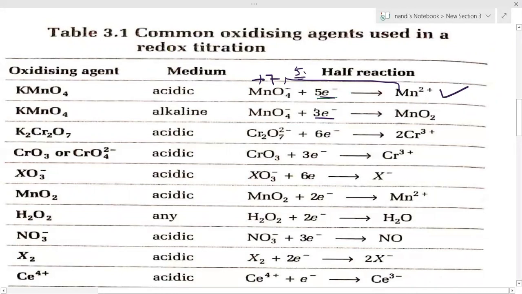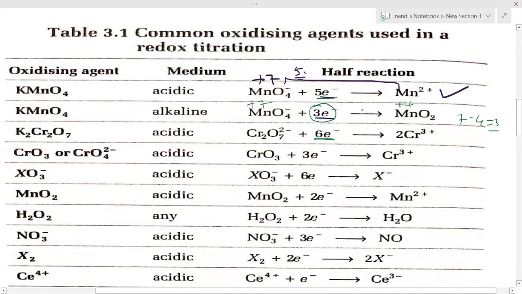In the case of MnO4 minus in basic medium, how much? 3 electrons are gained. You can get plus 7 here and plus 4 here. The difference in oxidation number is nothing but the n factor: 7 minus 4 is 3. This is the n factor, or how many electrons they are gaining. That's equal to the n factor. You can check it here.